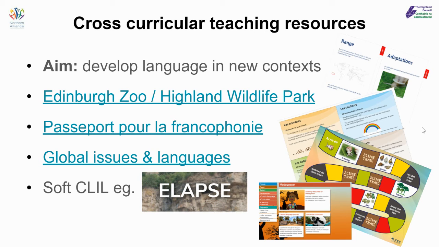Cross-curricular resources are great for trying to develop language in new contexts and continually ensure that we engage our learners and have relevant and motivating topics that are interesting to them. Edinburgh Zoo and Highland Wildlife Park have created great resources, some of which are free in different languages, and they bring together basic language, as you can see here, like numbers and colours, but they then look at linking it in with the science, so looking at adaptations, for instance, of snails in francophone countries, and then have a wee game. So great resources there.